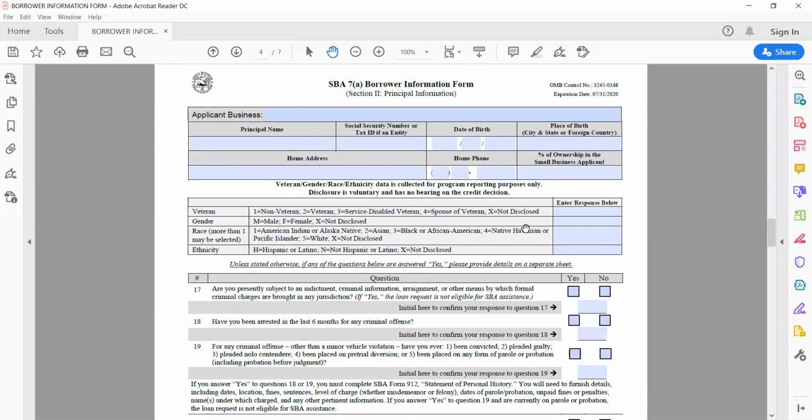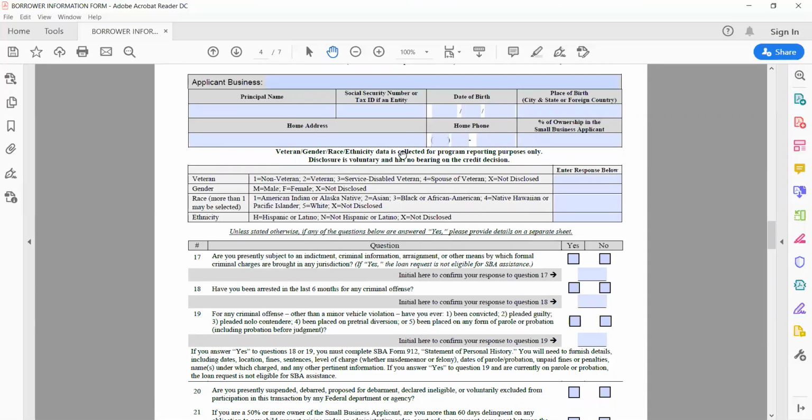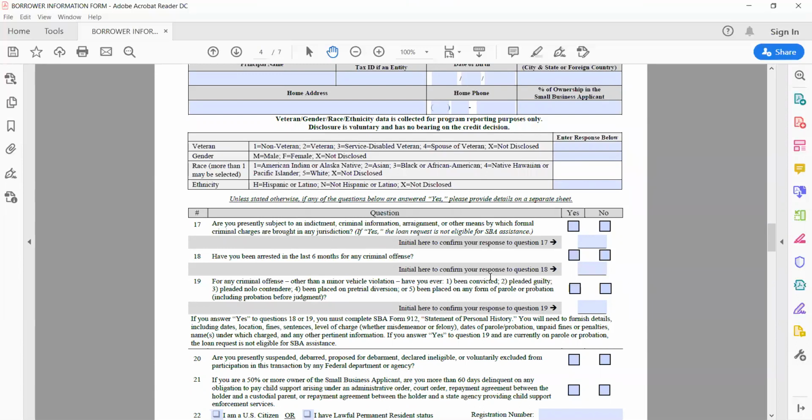Part 2 is the principal information. So everyone would then need to fill this out as individuals as well. Their name, social security number, date of birth, etc. This part here you do not have to disclose, okay, but you do need to put an X there to show that you had read through it and you chose not to disclose. And again, this is voluntary and has no bearing on the credit decision. It just helps them collect some information regarding those folks that are filling out these forms.